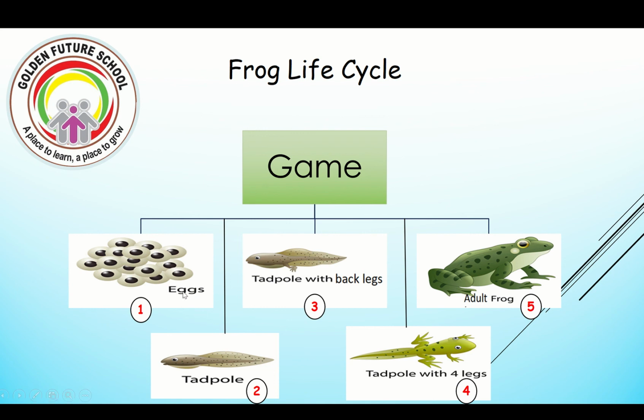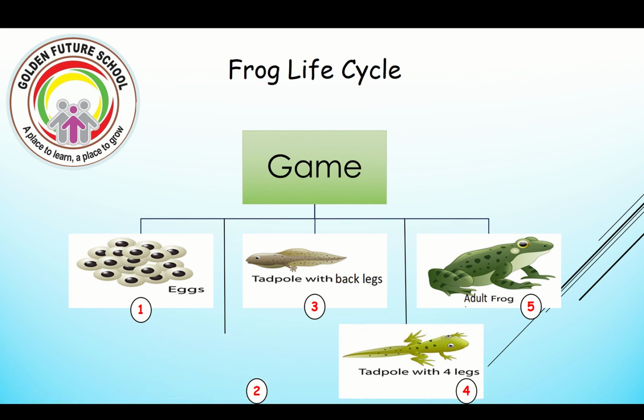Frog eggs, or eggs, because a frog lays a lot of eggs. Eggs. Second step is tadpole. Tadpole. Third step is tadpole with back legs. Tadpole with back legs. Tadpole with four legs. Tadpole with four legs. Adult frog. Adult frog. Okay, now close your eyes.